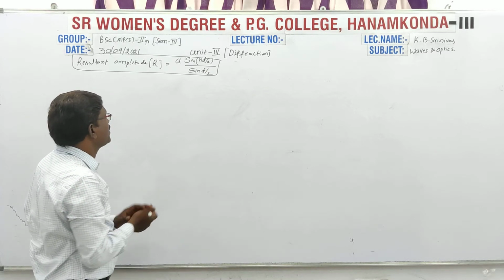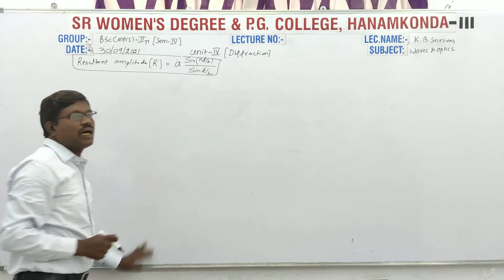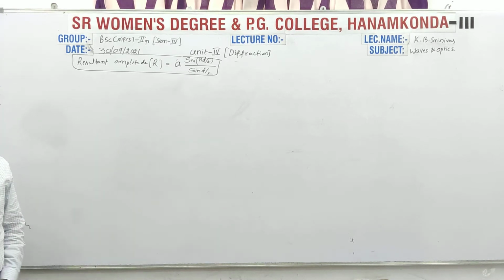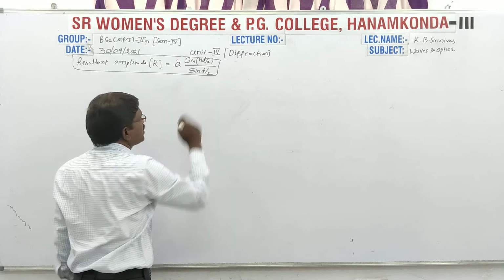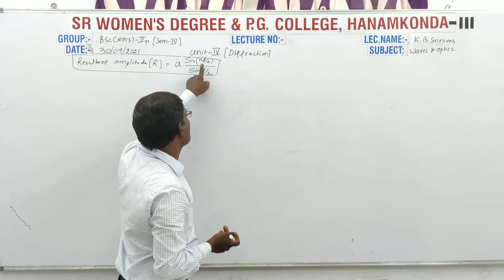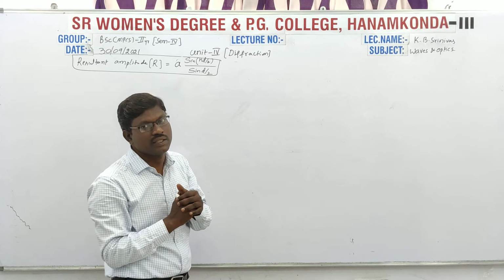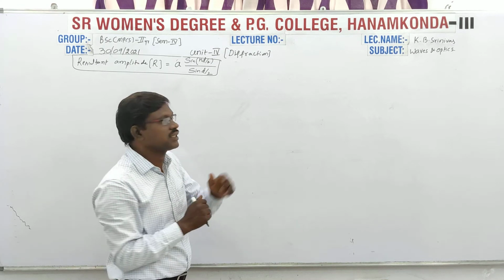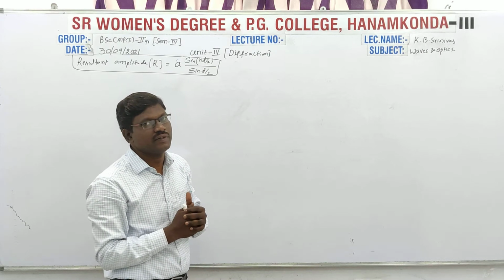I will explain each and every term. What is the small a? Small a is the amplitude of each and every wave. And what is n? n is the number of waves which are progressing in the medium. What is d? d is the phase difference between successive waves.